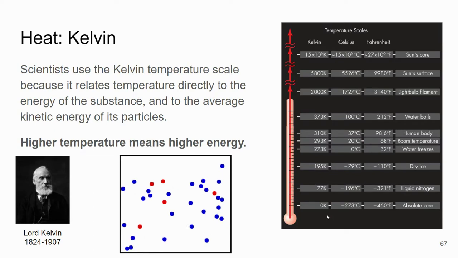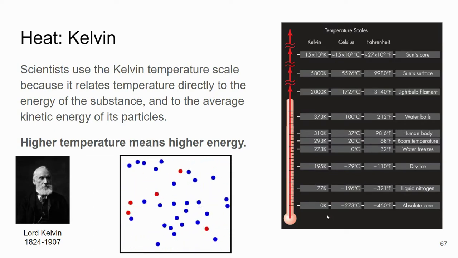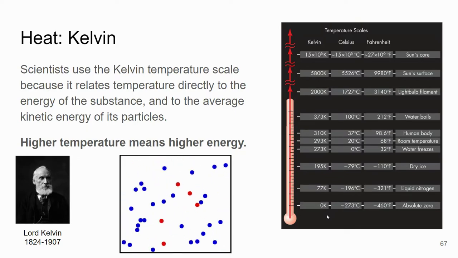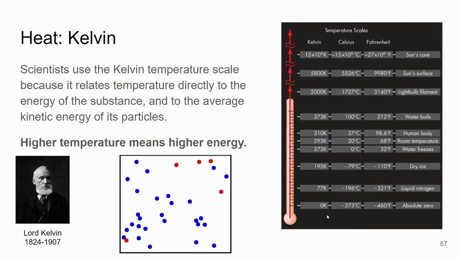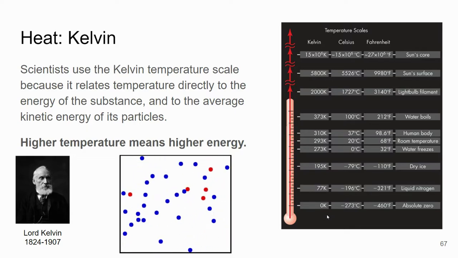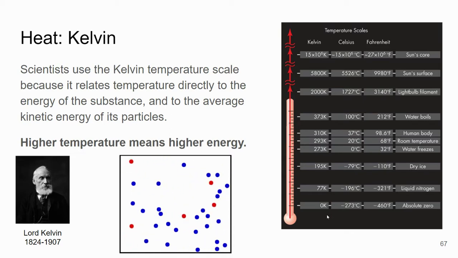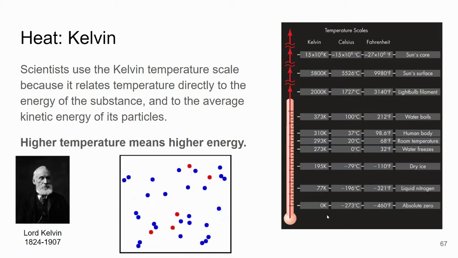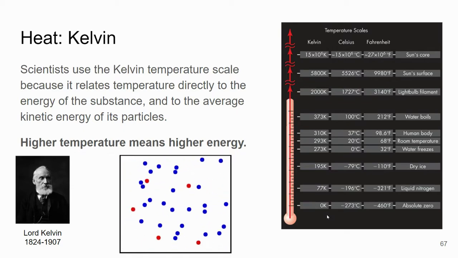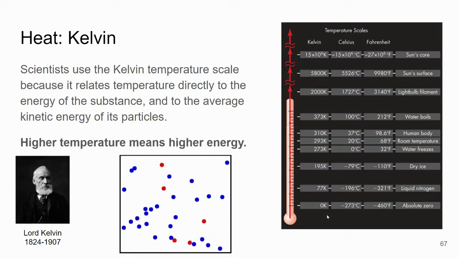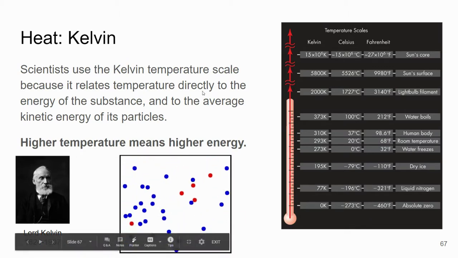If, however, they were moving just a little bit, they might have a temperature of 1 Kelvin. If they were moving around with twice the kinetic energy, well, they would have twice the Kelvin temperature. It would be 2 Kelvin. And if they had 50 Kelvin, which is actually a very cold temperature, they would have a certain amount of kinetic energy. If they had twice that kinetic energy, their temperature would be twice 50. It would be 100 Kelvin.